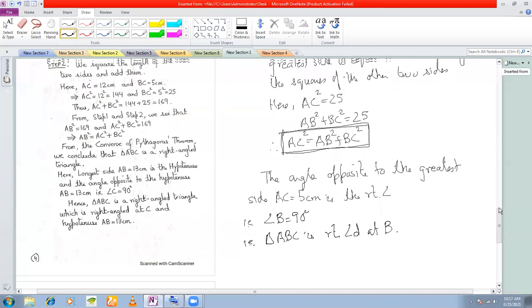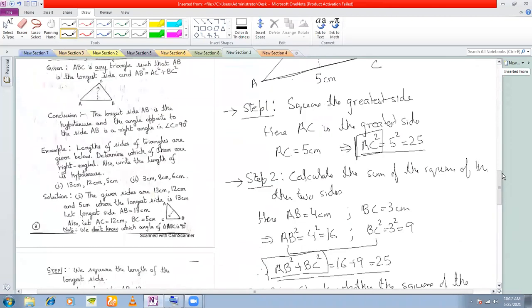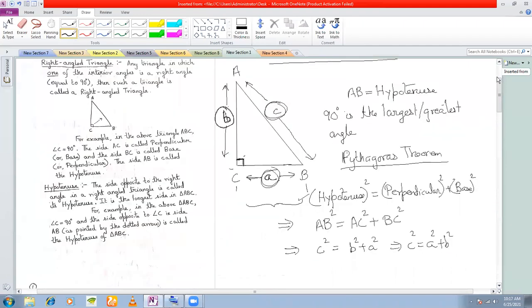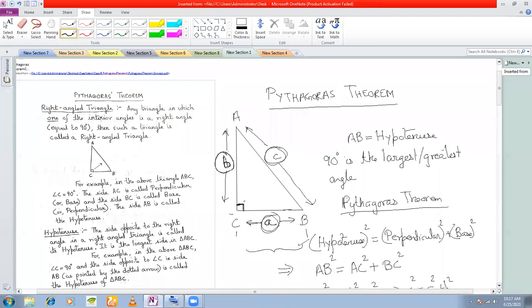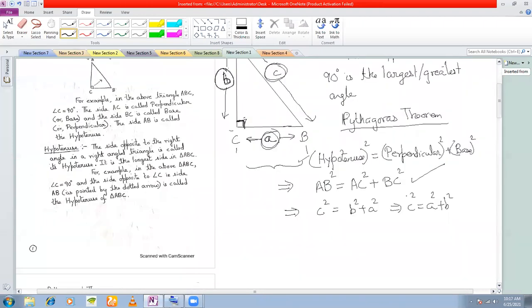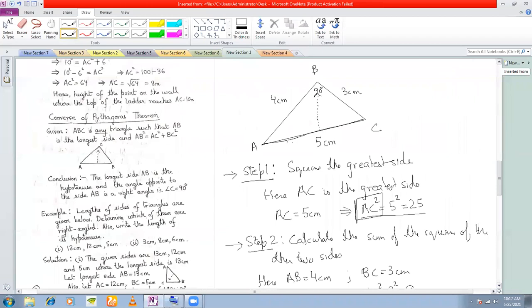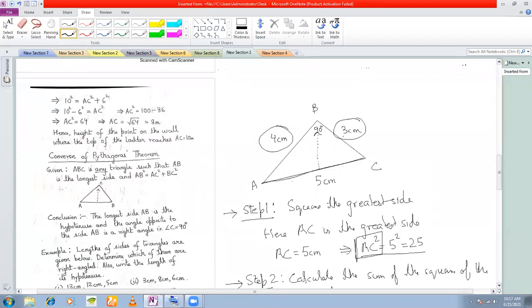Okay. So note the Pythagoras theorem. Note the difference between the Pythagoras theorem and its converse. The difference is that in Pythagoras theorem, you know where the right angle is. You know that this angle is 90 degree, and therefore you can write AB square is equal to AC square plus BC square. But in the converse of the Pythagoras theorem, you don't know where the right angle is. You only know the length of the sides of the triangle. You don't know whether it is right angled or not, but you can check with the help of the converse.